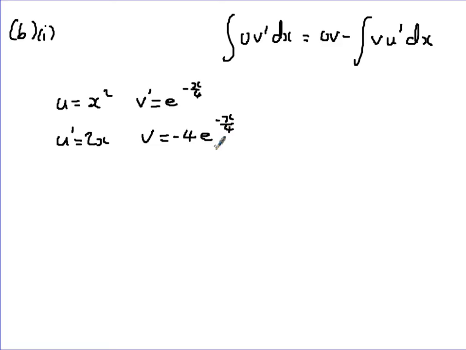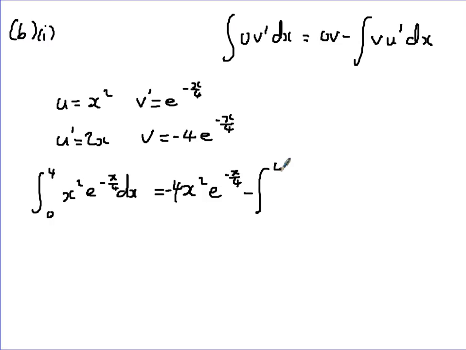At that point then, we're going to sub it into here. So we then get the integral of what we're trying to find, between 4 and 0. So uv, and then minus the integral between 4 and 0. Now v this time is minus 4e to the minus x over 4, and then u dash is 2x.